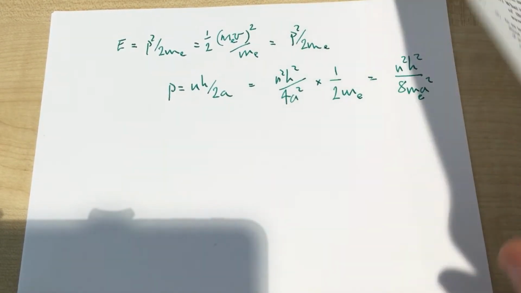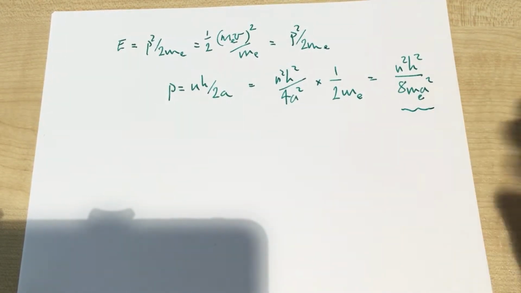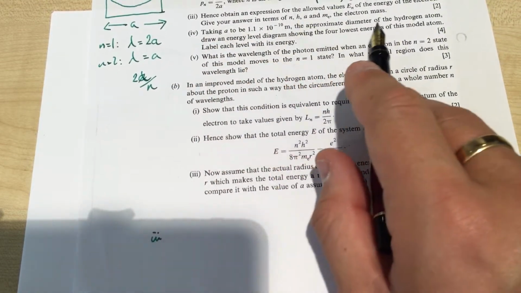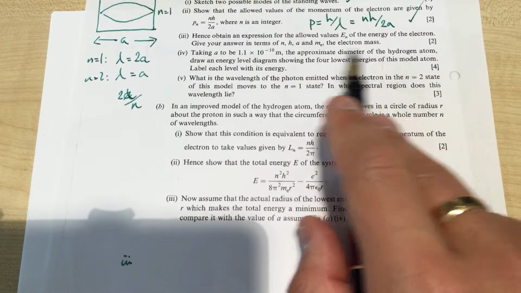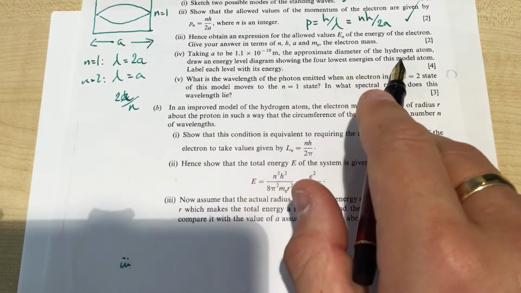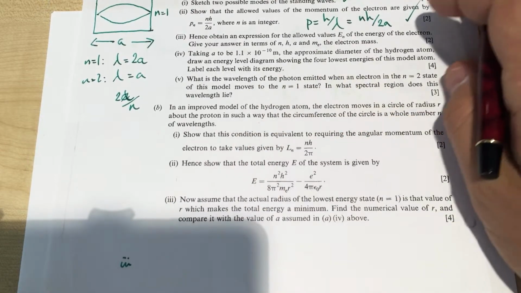Good. There it is. Now part 4 asks, taking a to be the approximate diameter of hydrogen, draw an energy level diagram showing the 4 lowest energies of this atom model, labeling each with its energy.